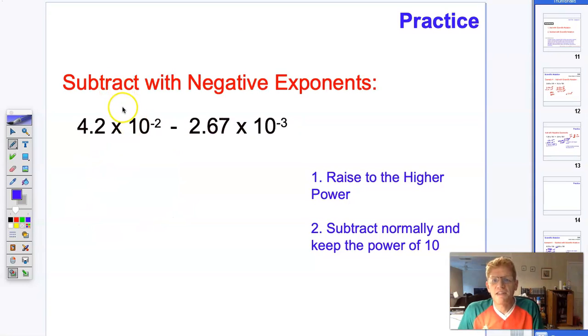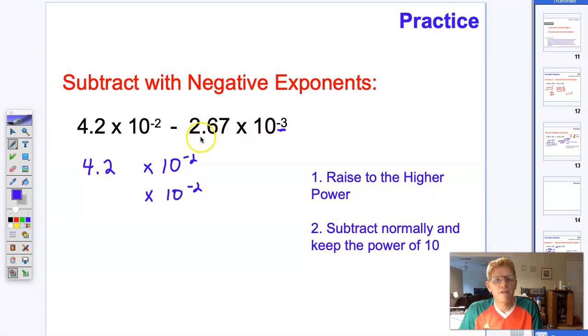And for our last example, we're going to subtract with negative exponents. And we'll follow the exact same process. We're going to raise the lower power to the highest power. And the lowest power is actually the one with the larger looking number. So negative 3 is smaller than negative 2. So we'll go ahead and write 4.2 exactly as it is. 4.2 times 10 to the negative second. And we'll raise this one also to 10 to the negative second.